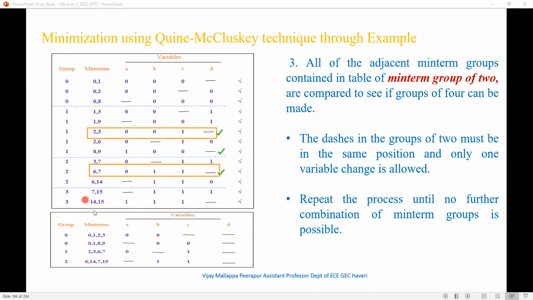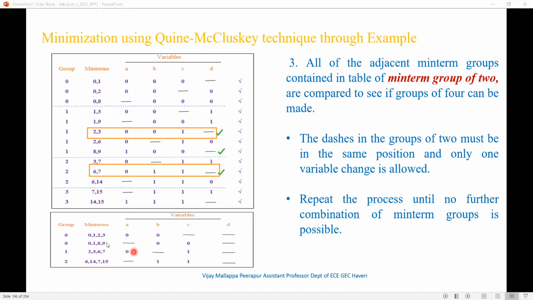Similarly, what we have 6, 14, 7, 15. Similar to that, 7 comma 15 here, right? And when you do that grouping, what we have now is dash 1 1 dash here. Everyone understood this one, how to create a group of 2 minterms, how to create a group of 4 minterms? This is how you need to proceed, so that we can find the minimized Boolean expression, right?